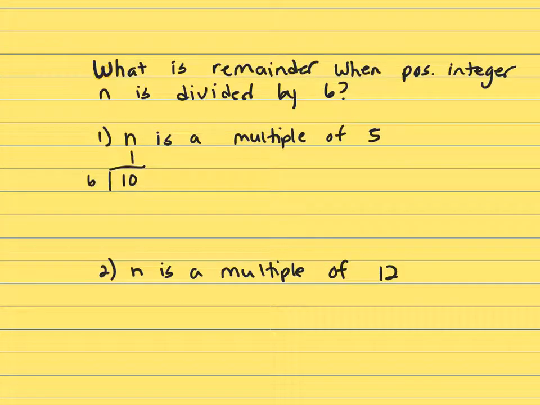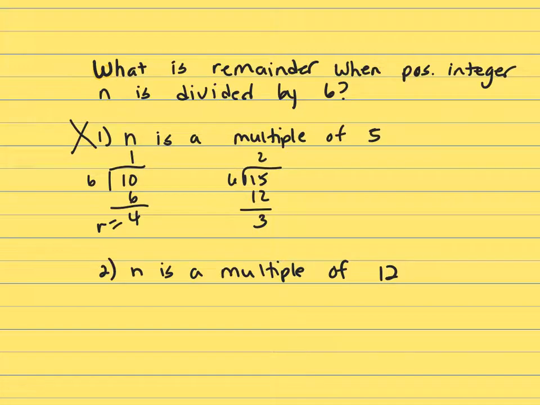6 will go into 10 one time, that's 6. The remainder equals 4. But what if it's 15? 6 will go into 15 2 times. 2 times 6 is 12 with a remainder of 3. So you got two different remainders, so clue 1 does not work.